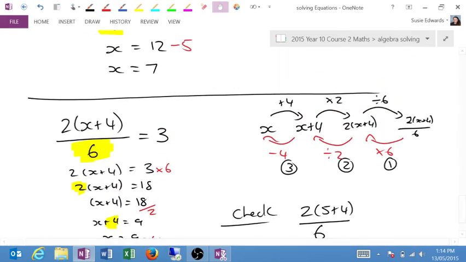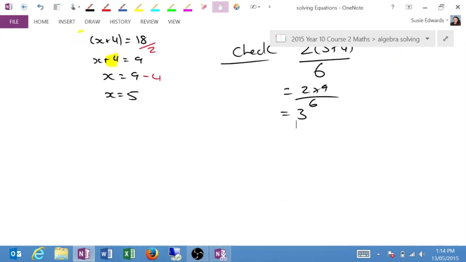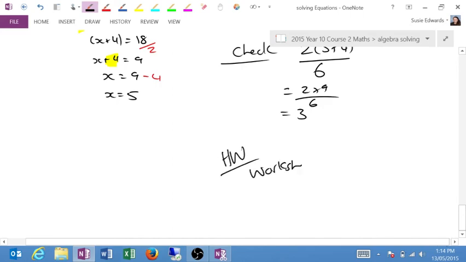All right, that's it for today. You need to be doing a whole heap of practice. So your homework is the worksheet. Start with the left-hand side, then do the right-hand side. Good luck.